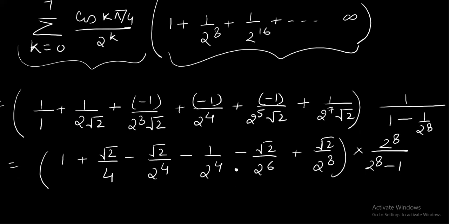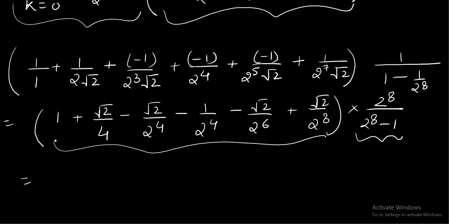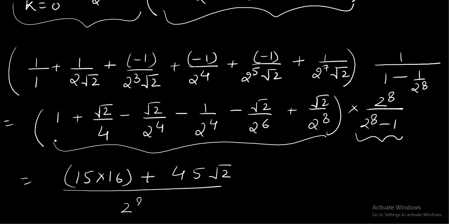Now it is a simple calculation part that we can complete. 2 power 8, you can multiply the whole expression over here, and we have 2 power 8 minus 1. So when you complete the calculation part, let me tell you what you will be getting. Here we are going to get 15 multiplied by 16, this is what we will be getting in the numerator, and plus 45 root 2. So how many root 2s are there? We will be getting 45 root 2. Coming to denominator, it will be 2 raised to the power 8 minus 1. 2 power 8 means 256 minus 1 means 255.